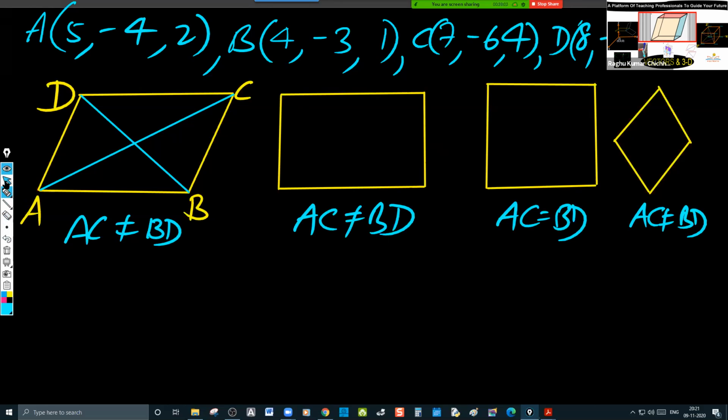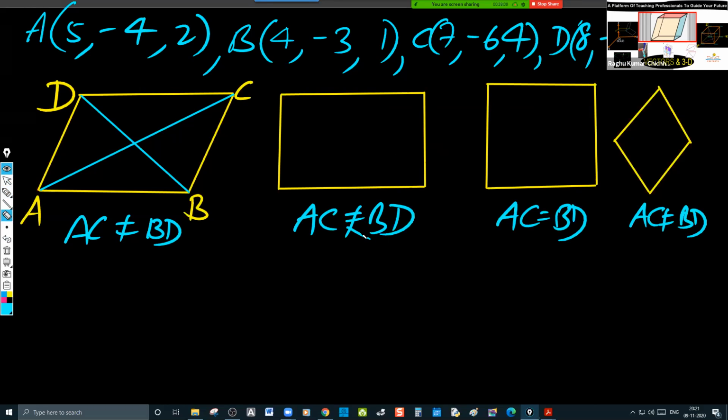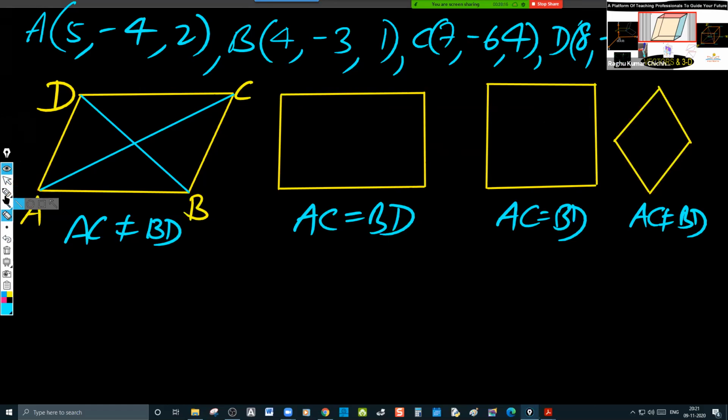Yes, for a rectangle and a square, it is equal. So if you first find AC and BD, you can limit yourself to only two of the four. Let us find the lengths of the diagonals in this case. Now, let me write AC here.